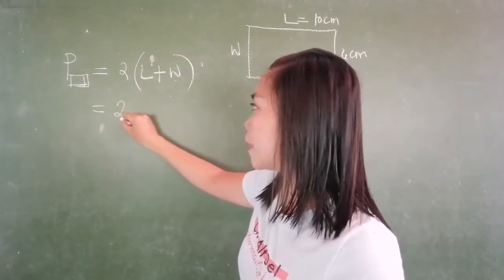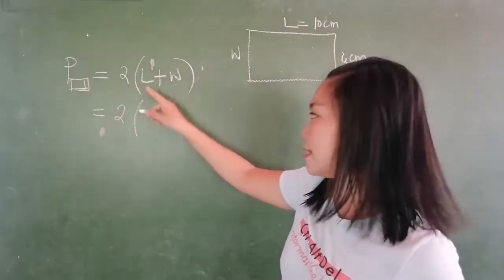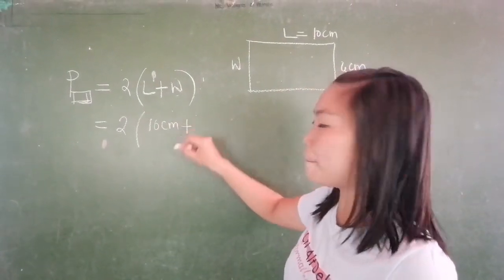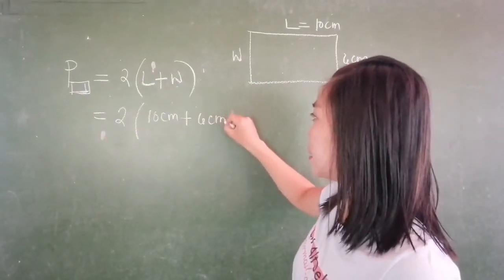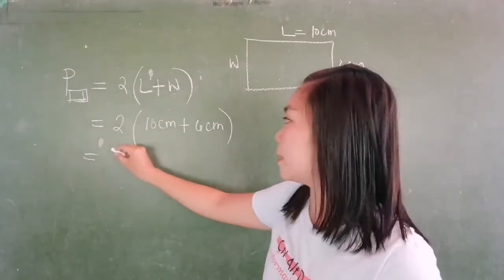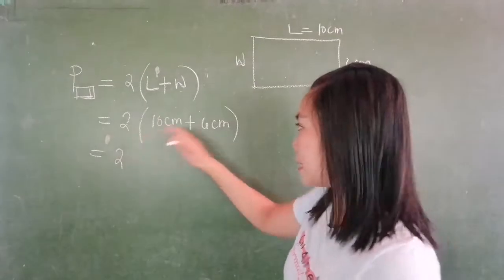So, following and applying the formula here and finding the perimeter, we have to substitute it to the given values. So, you have to bring down 2. Then, the measurement of the length is 10 centimeters. Plus, the measurement of the width is 6 centimeters. Then, following the rule of operations, bring down 2. So, we have to have the parentheses first.